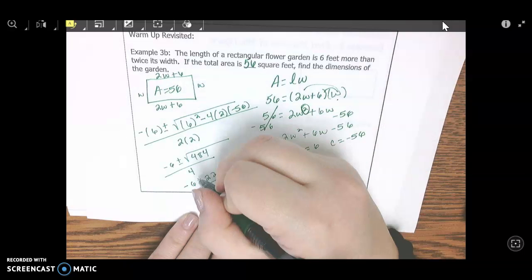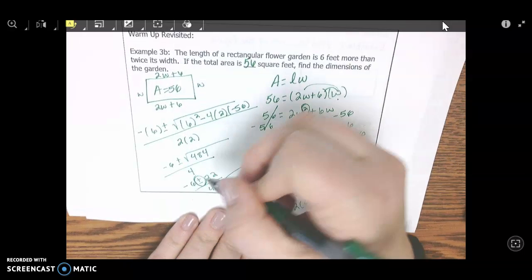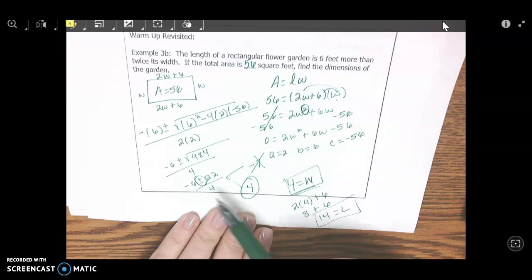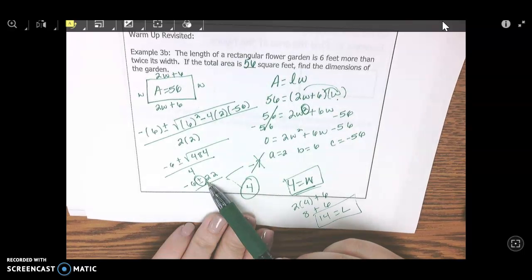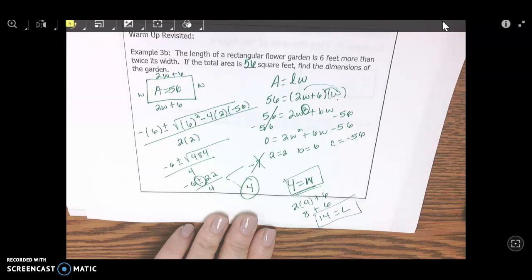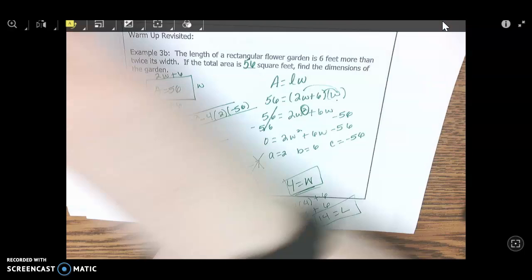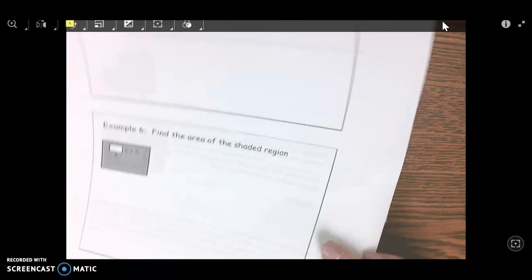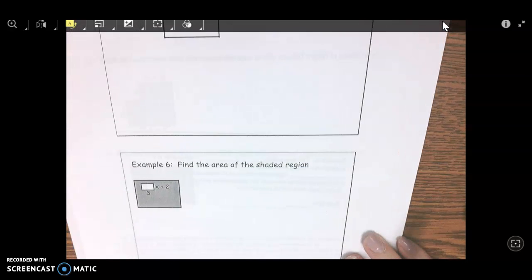That's highly unlikely to happen because you have a positive and a negative version right here. All right, next we have this weird figure and we have to find the area of the figure.